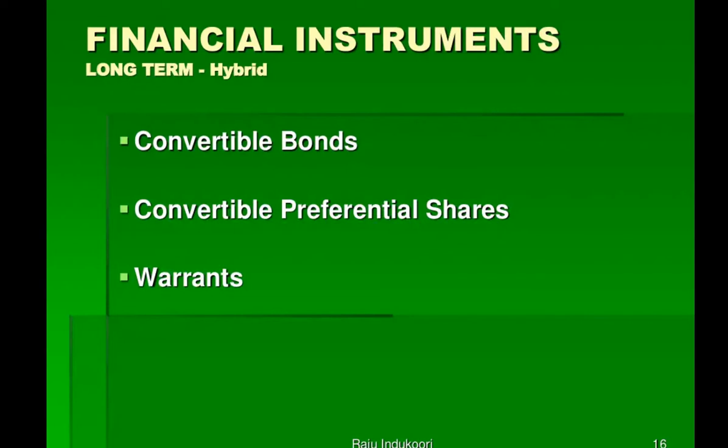Second, convertible preferential shares. Convertible preferential stocks and shares are preferred shares that include an option for the holder to convert the shares into a fixed number of common shares. After a predetermined date, most convertible preferred stocks convert at the request of the shareholders, but sometimes there is a provision that allows the company or issuer to force the conversion.